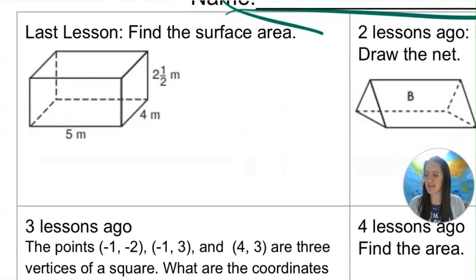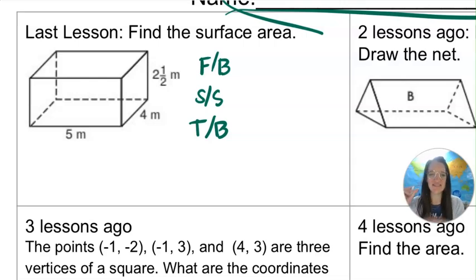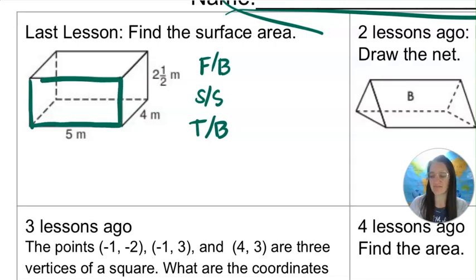Let's find the surface area of this rectangular prism. When I look at a rectangular prism, I see a front and a back, two sides, and a top and a bottom. That's how I visualize it, and that's how I'm going to solve it for you. If you see it differently, try it and see if you get the same answer I get.